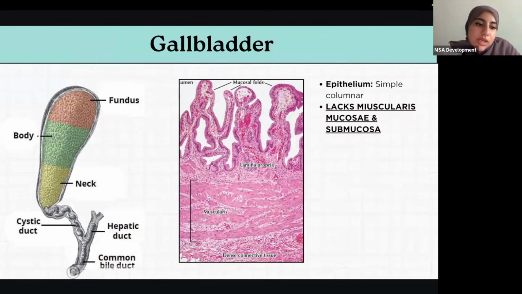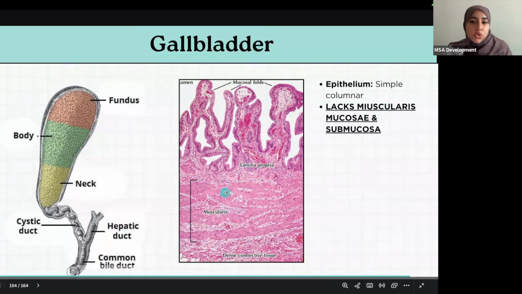Anyways, gallbladder. The gallbladder is meant to store bile. That is what the gallbladder does. The epithelium is just simple columnar. But the very important thing about the gallbladder, and this is something we didn't even mention in the entire GI, but it is so characteristic: it lacks a muscularis mucosa and a submucosa. So as soon as you see lamina propria and you don't see any kind of muscular layer, and you immediately go onto the muscularis, that is the gallbladder. So you know where you are.